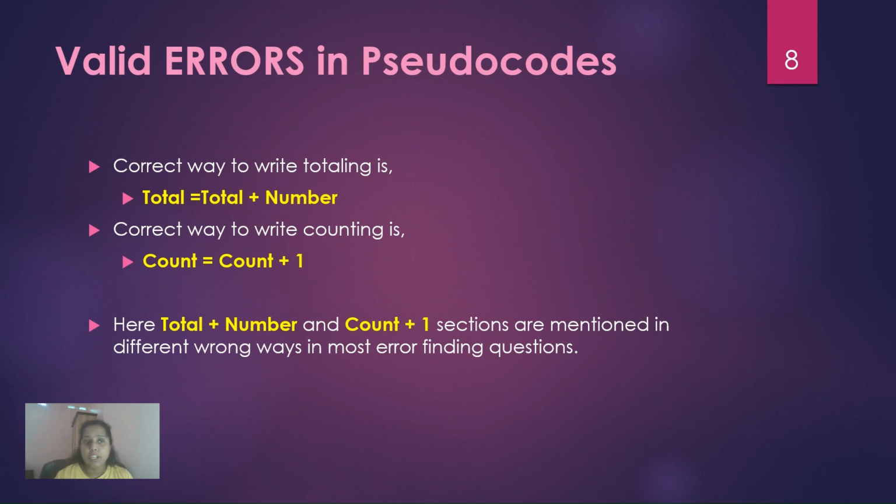The correct way to write total is total equals total plus number. The correct way to write count is count equals count plus 1. Here, the total plus number and count plus 1 sections are mentioned in different wrong ways in most error finding questions. Be attentive about that.